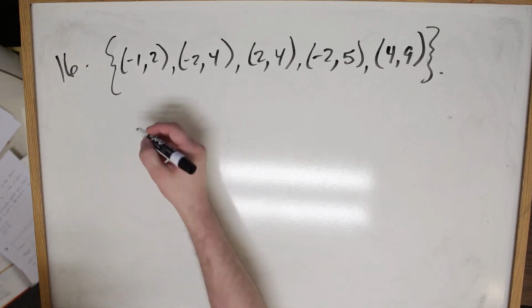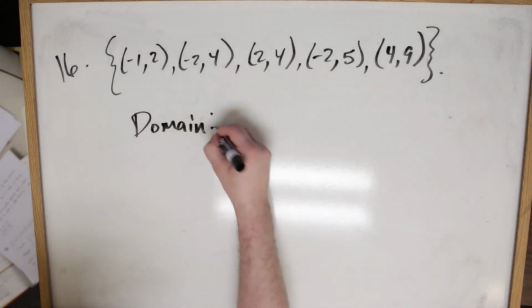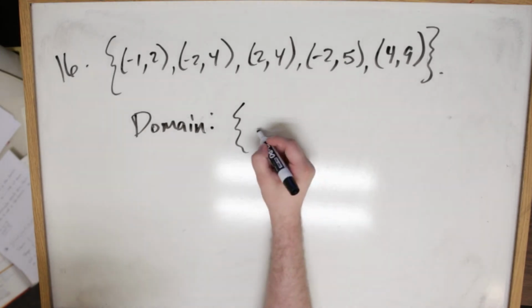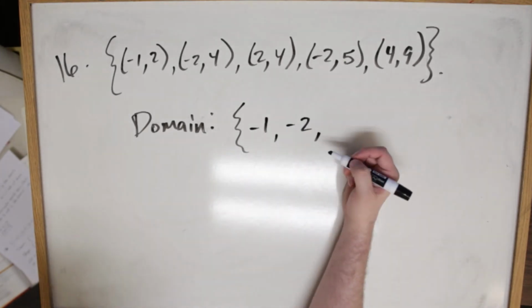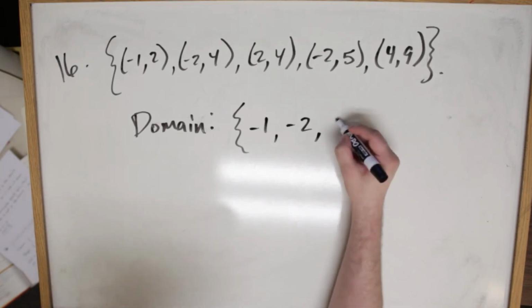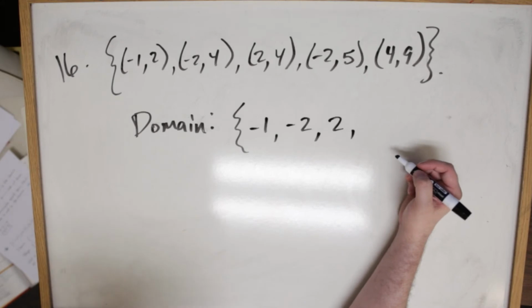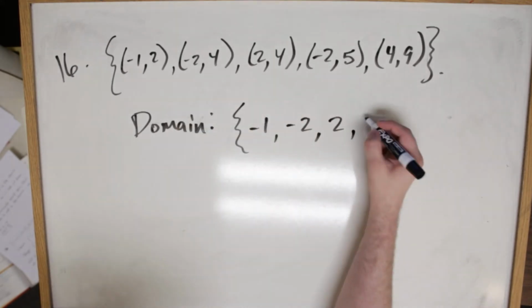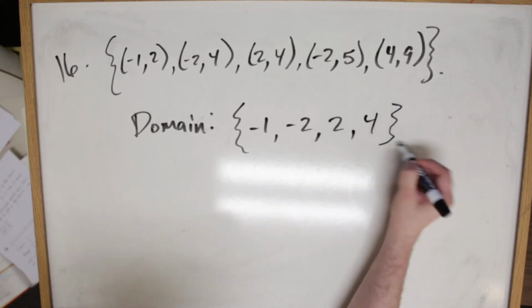So the domain, what I'm going to do is find all the x values. So -1, -2. A lot of times they'll ask you to put it in order, but I don't really care as long as you can represent it. Looks like -2 shows up twice, so we ignore that, and then we move on to 4, and there is our domain.